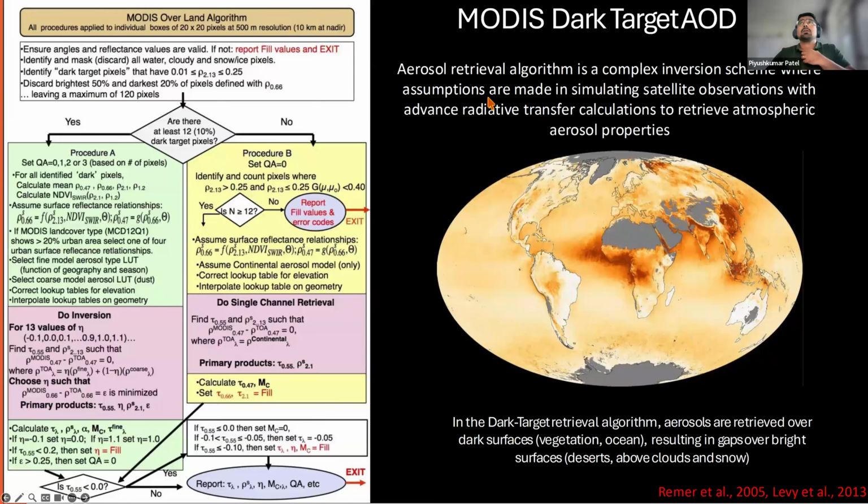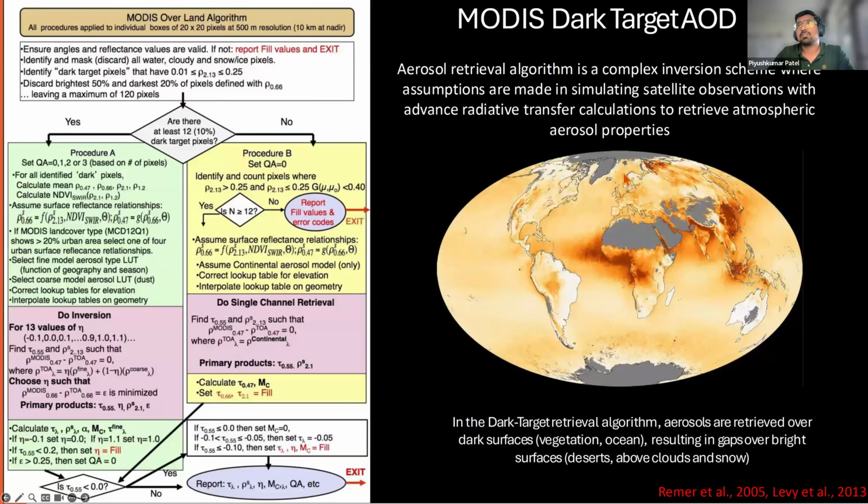Now, if I talk about the algorithms used for the retrieval of aerosol from the MODIS, there are two major algorithms. One is the dark target algorithm. I'm not going to explain everything, but in a very general way, the dark target algorithm works very well on the ocean and over a few land surface types.